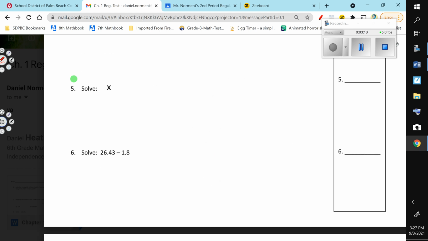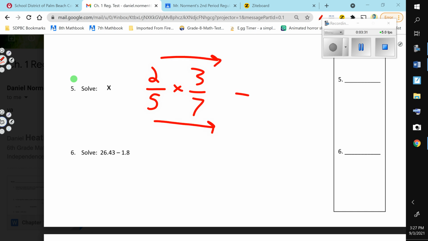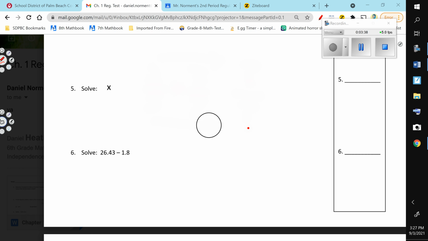Number 5, solve. And you can't see it, and I know why you can't see it. So I'm going to write it down. It's going to be this times this. All you have to do is multiply across. 2 times 3, 5 times 7, and you're going to get your answer. It's as simple as that. If you miss that, I really can't give you more help without giving you the answer.